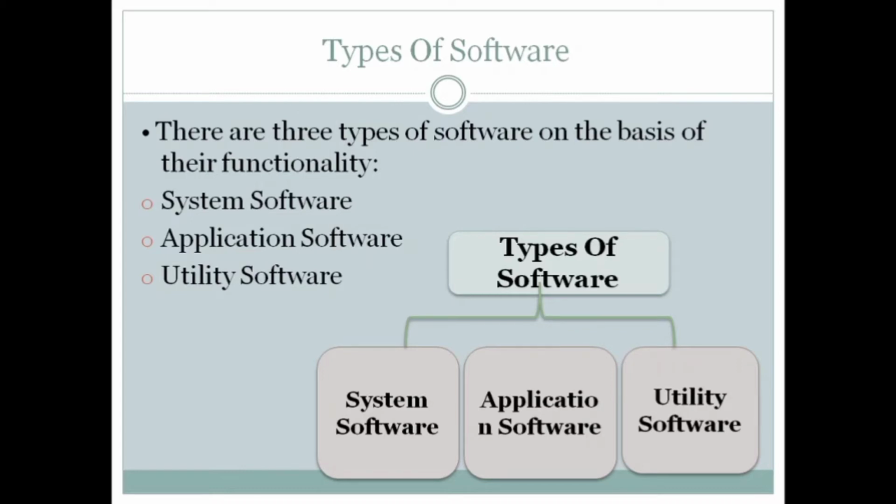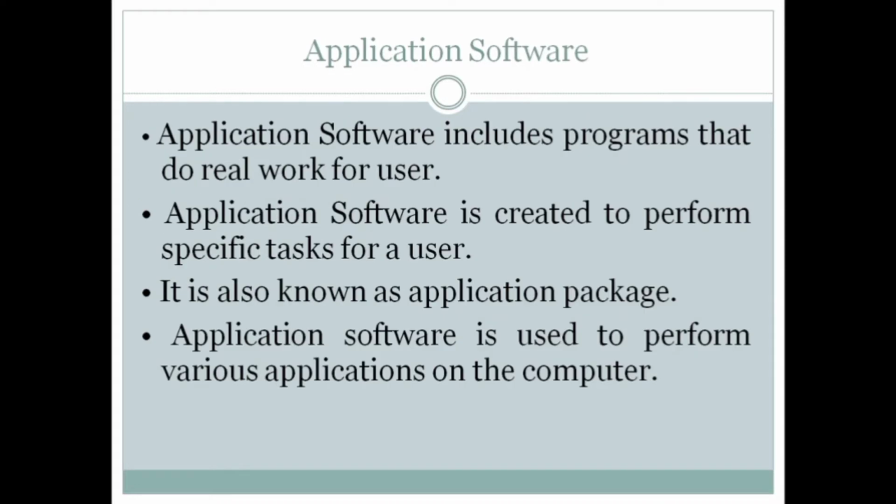Most of the time you have seen that software is categorized into two parts, but here one more software is added, that is utility software. It's also a part of computer software. So now, the first type of software is application software. Let me discuss what an application software is.